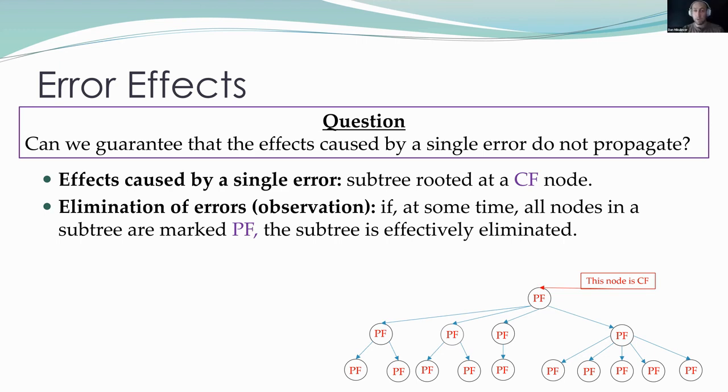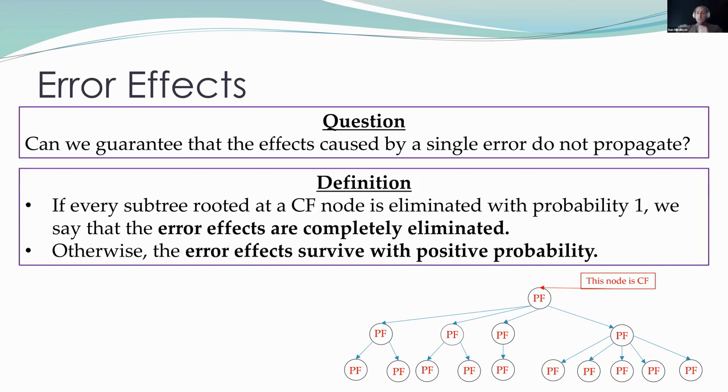Okay, so that leads us to the following definition. If in our model, we look at any conditionally false node and we look at the subtree rooted at that node, if we can say that with probability 1, almost surely everything there becomes proclaimed false, then we will say that the error effects in this model are completely eliminated. Right? Otherwise, there is some positive probability that the errors will propagate forever up to time infinity. And then we say that the error effects survive with positive probability.